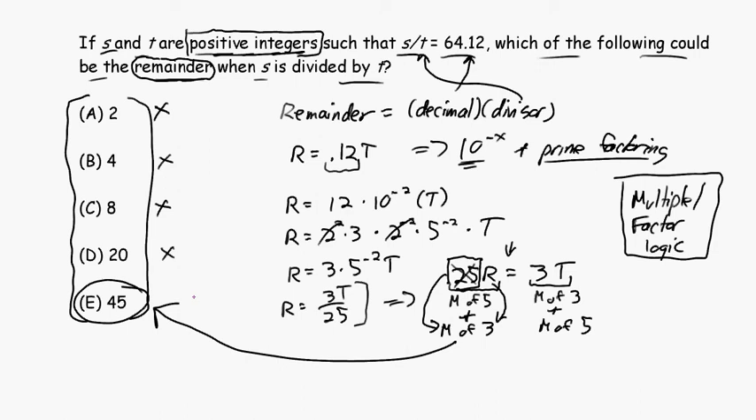Going back up to the question, it says could be the remainder. They're not asking to solve for the remainder. They're asking what could be the remainder. So this is a very tough question. It requires you to know how to manipulate this remainder formula as well as prime factoring and using 10 to the negative x, which often goes hand in hand. But then once you get down to that, it often requires you to use this multiple and factor logic, which is something you always have to keep in the back of your head. That's why this is a very difficult question, without a doubt. I find it to be one of the most difficult questions in the entire official guide.